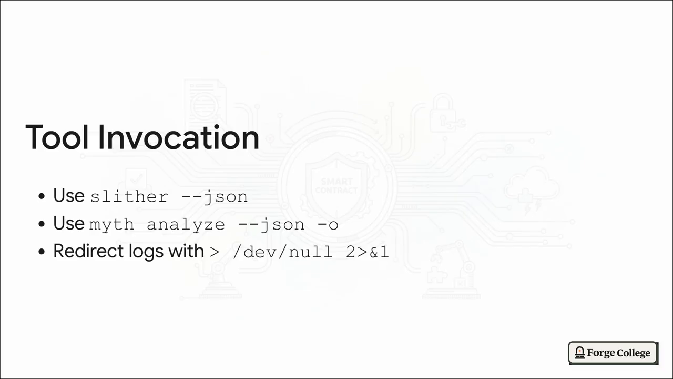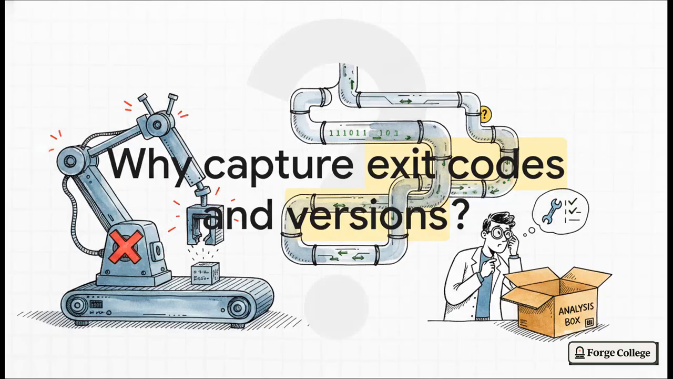Oh, and that little string of characters at the end, >/dev/null 2>&1. For anyone new to bash scripting, that simply takes all the messy, noisy system logs and redirects them out of our clean terminal output, while still making sure we catch any real system errors in our dedicated log files.